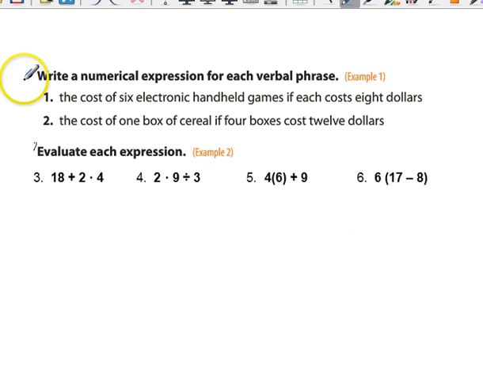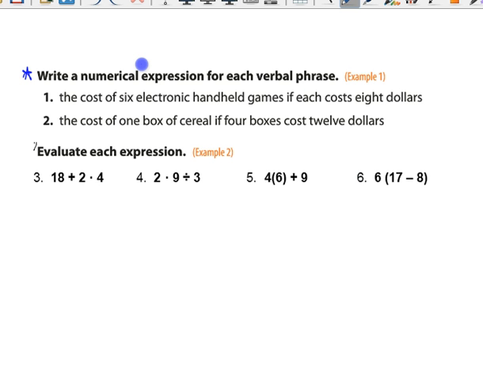First of all, let's look at the instructions. This is on the back of your notes. It says, write a numerical expression for each verbal phrase. Number 1 says the cost of 6 electronic handheld games if each costs $8. Well, you're probably smart enough and you can figure out that, if we figured out all of that, it would be 8 times 6, and so the answer would be 48.